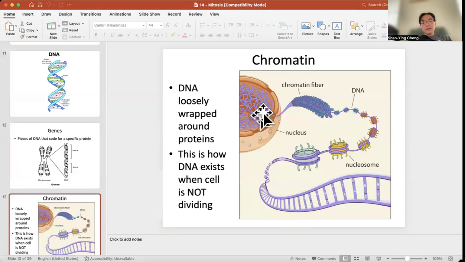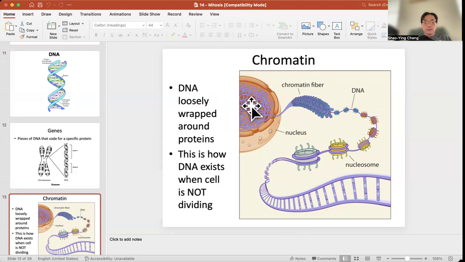And inside the nucleus, most DNA is loose. We call it chromatin. Sometimes I call it spaghetti. It looks loose. This loose DNA is called chromatin, and that's when you can use the DNA to do transcription and translation, because you need those enzymes to help those processes happen.